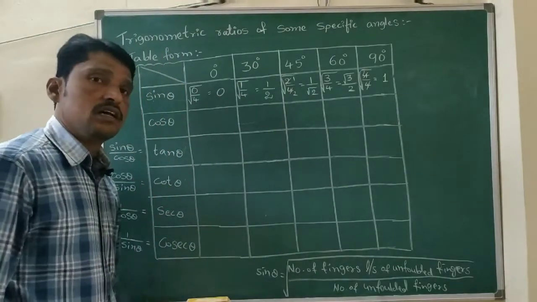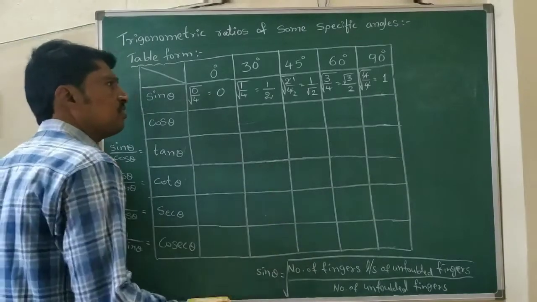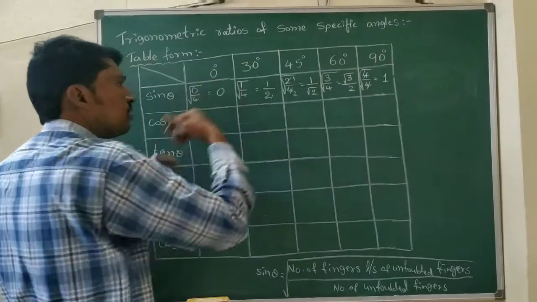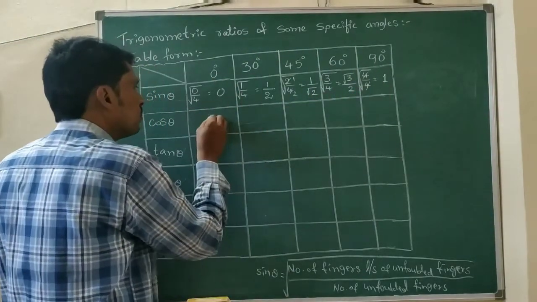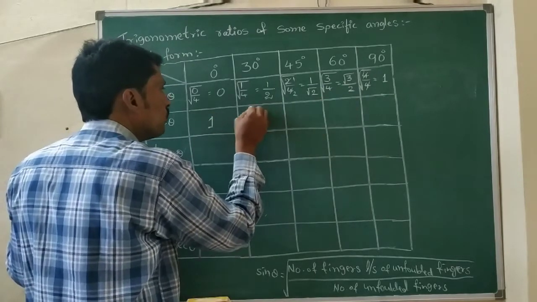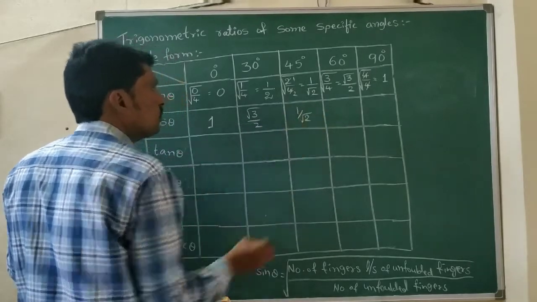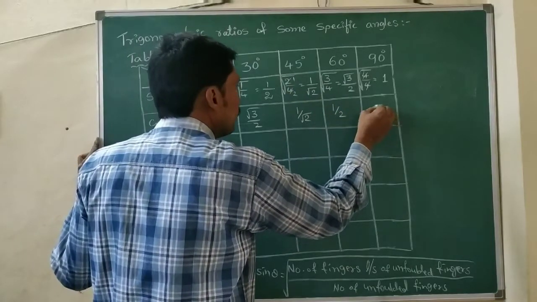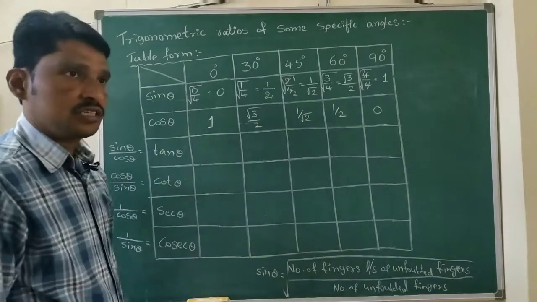Now cos theta, how do we get the cos values? It is a very easy way. The sin values that we got, we should write in reverse order. Reverse order means here this is 1, then root 3 by 2, then 1 by root 2, and here 1 by 2, and here we are getting 0. We wrote it in reverse order. That is cos theta.